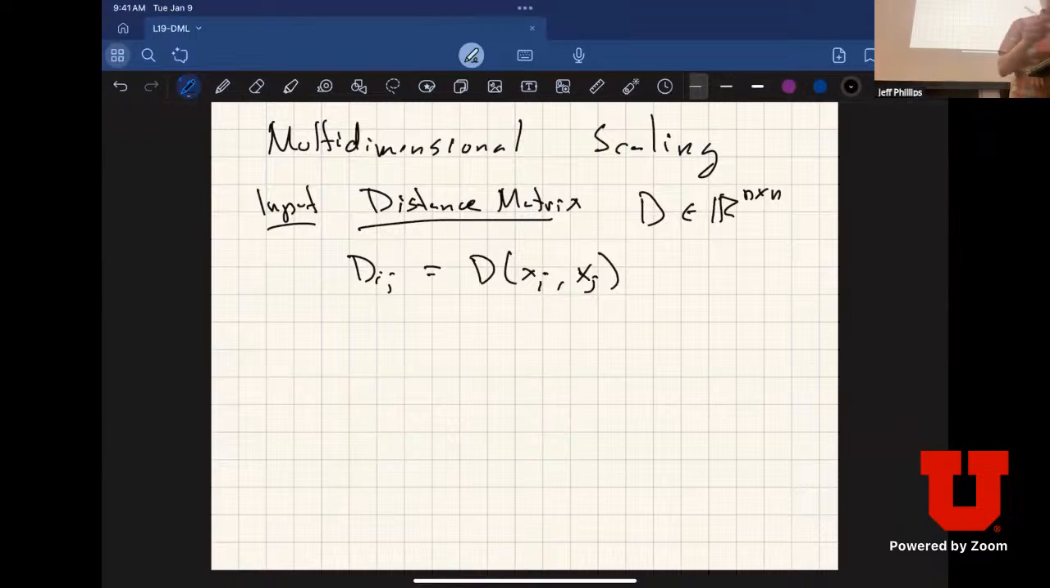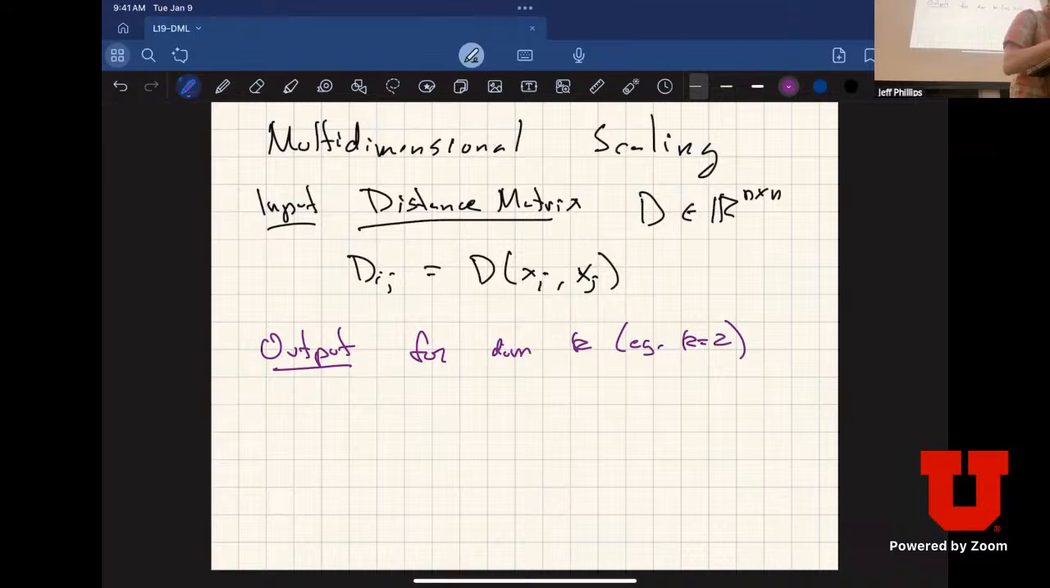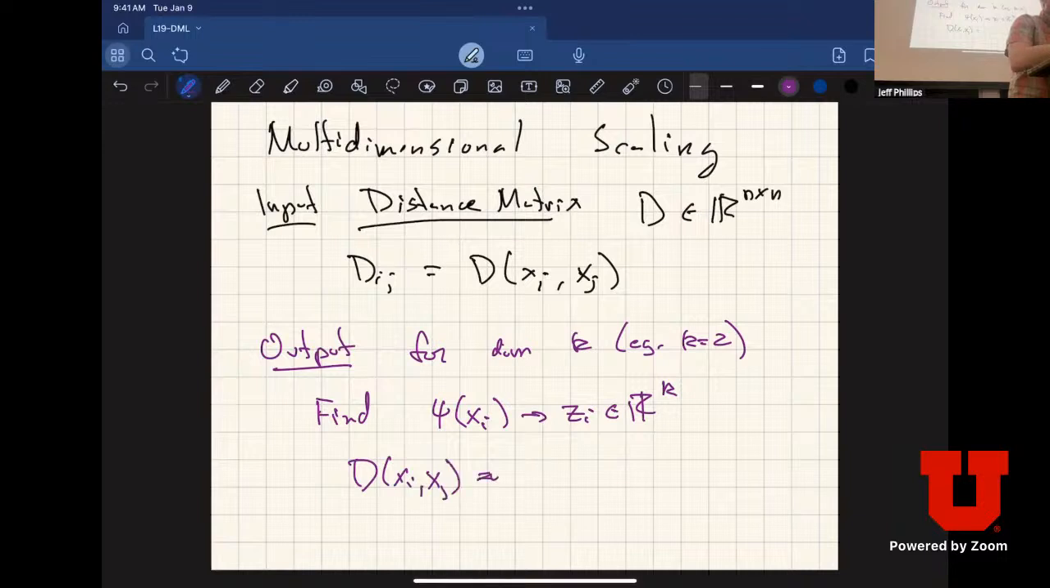Okay, and then there was no dimensionality or anything here. It might just be a function call. I don't have a notion of the distance, and the output is going to be for a dimension k, so e.g. k equals 2. Then I want to find a kind of mapping from each xi to a value zi, which is going to be in R^k, where the distance between xi and xj is going to be roughly the same as the Euclidean distance in this mapping. So I kind of want these distances to be represented in this low dimensional space.